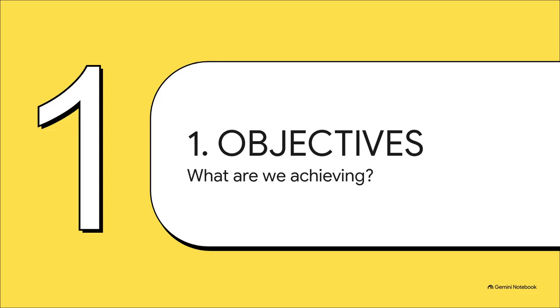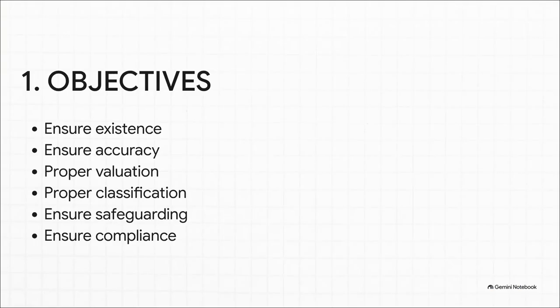Section 1. Objectives. What exactly are we trying to achieve here? An auditor's primary goal isn't just checking numbers on a screen, it's confirming reality. So our objectives are to ensure existence, ensure accuracy, ensure proper valuation, ensure proper classification, ensure safeguarding, and ensure compliance. That safeguarding piece is absolutely crucial. Think about it like this: you're ensuring physical security measures like locked cages in a warehouse are actually functioning properly to prevent someone from just walking out the back door with your most expensive inventory.